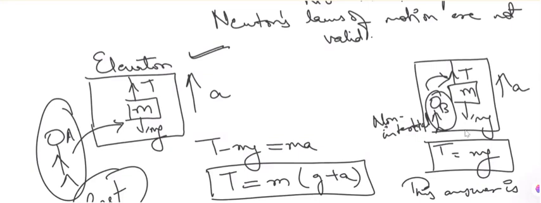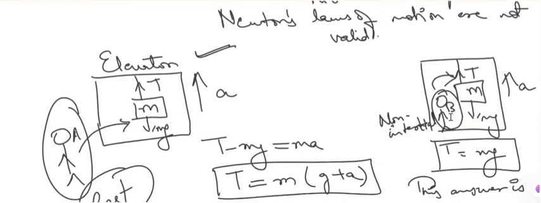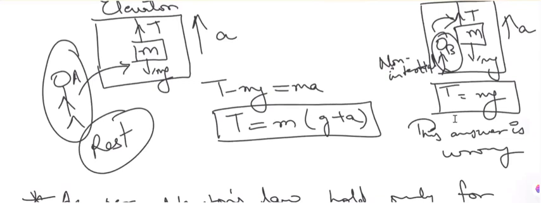So Newton's first law says what? At equilibrium, both forces are equal to each other and hence the object is not moving. But T equals mg. Is it correct? No, it's not correct. The object itself is moving even when you are standing inside.